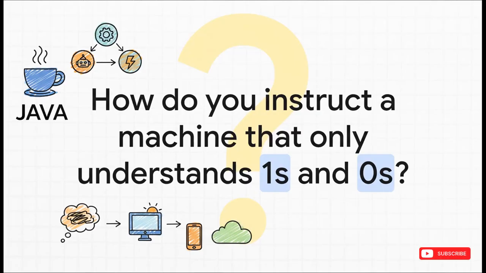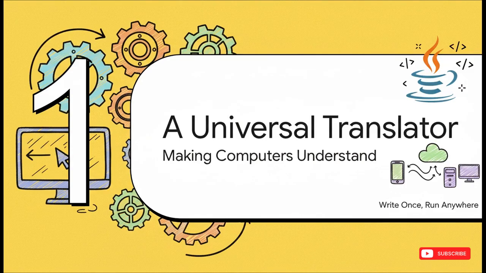Okay, so let's start with a really fundamental problem. At their core, computers only get two things, on and off, 1 and 0. So how in the world do we translate our complex human ideas into their super simple binary language? How do we even begin to bridge that massive gap? Well, this is exactly where we need something like a universal translator, a tool that can take our instructions and just convert them into that simple language machines can actually execute. And for millions of developers around the world, that translator is Java.